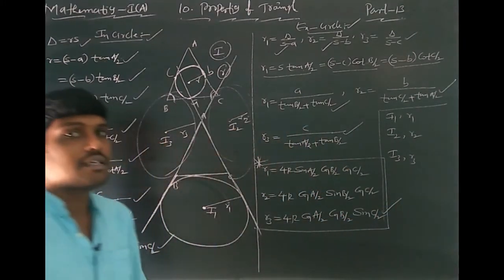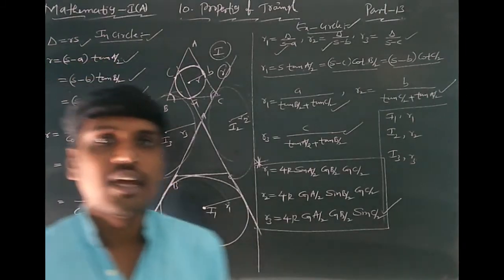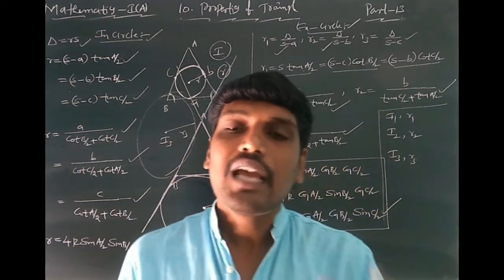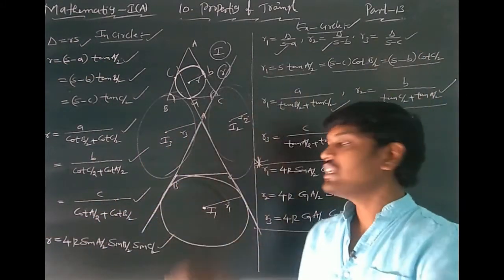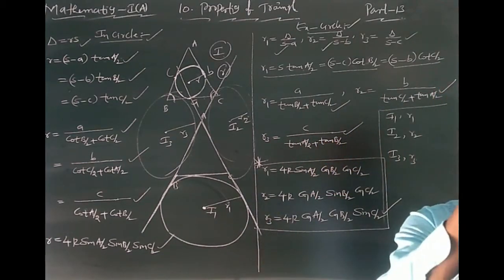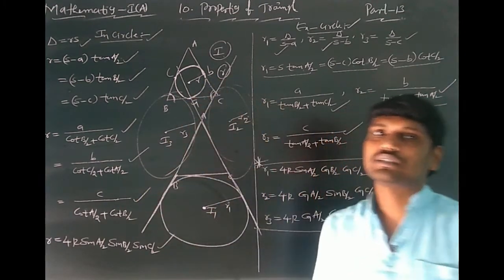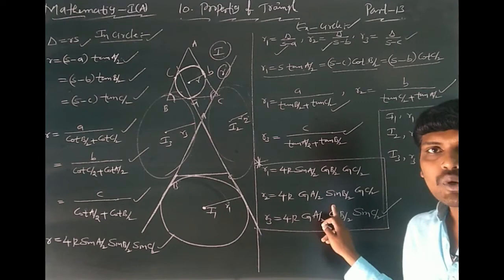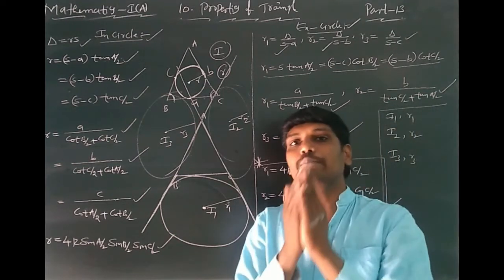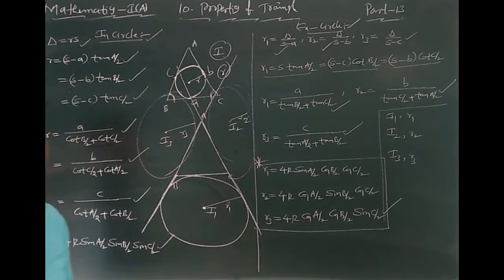In these three formulas, R is nothing but the incircle radius. In the incircle radius, all ratios are sine. In the excircle, the first excircle radius has the first ratio as sine, the remaining two cos. R2 has the second ratio, B angle, as sine, the remaining two cos. R3 has the third angle ratio as sine, the remaining two cos.